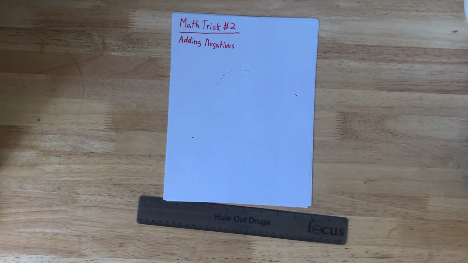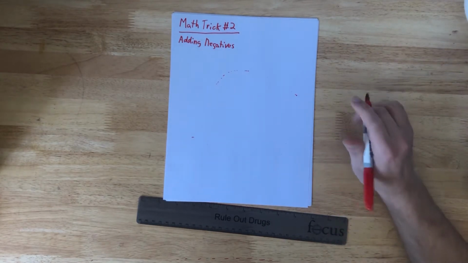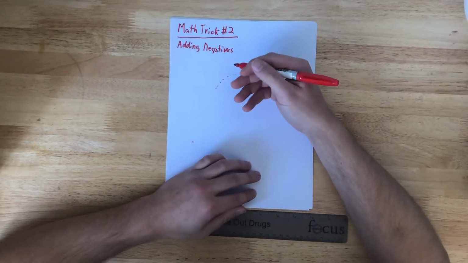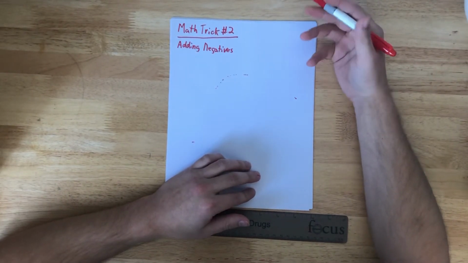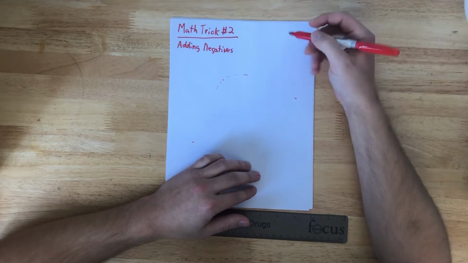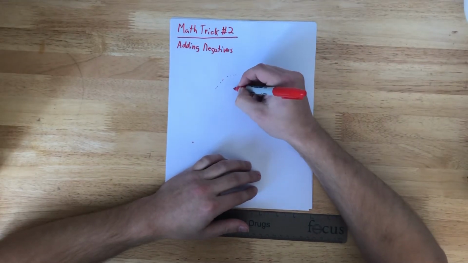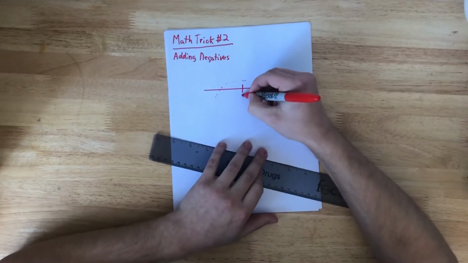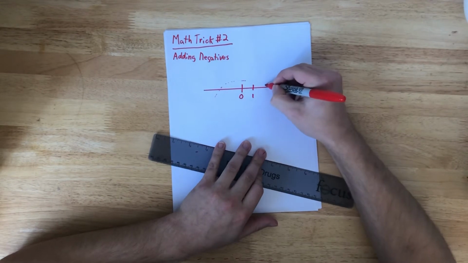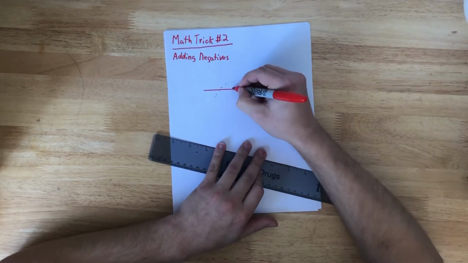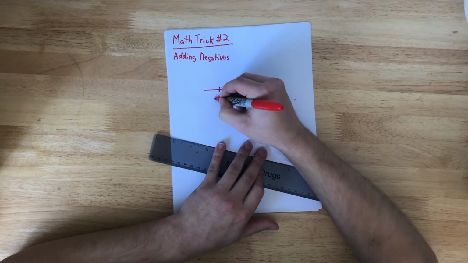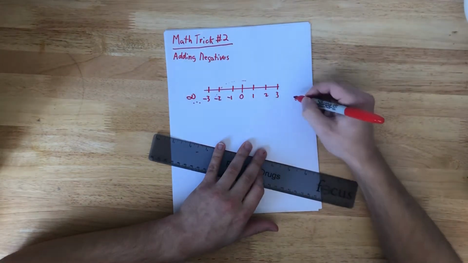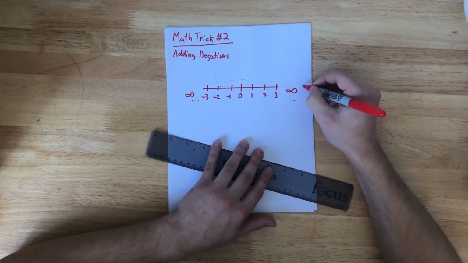In math trick number 2, we're going to be looking at adding negatives with positives. So what do I mean by that? So we look at all of the numbers in the world. We have our whole numbers, we have positive numbers and negative numbers. So if we were to draw out a scale, here we have 0, here we would have 1, we would have 2, 3, here we would have -1, here we would have -2, and here we would have -3, so on, negative infinity, and to positive infinity.